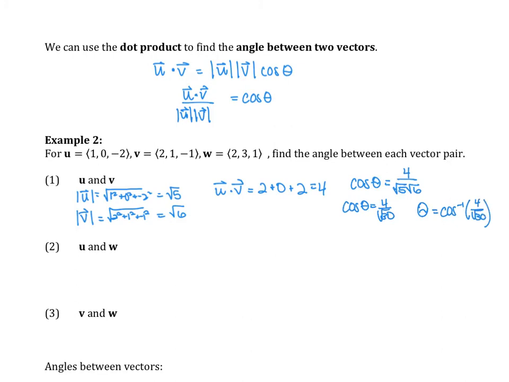If you would like to try the next two, although they're very similar, you can go ahead and do that. I'm just going to give you the answers right now, and you can check your work against them. On u and w, the angle between them is theta equals pi over 2. And between v and w, the angle comes from the cosine inverse of 6 over root 84.